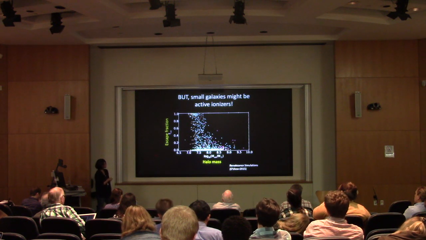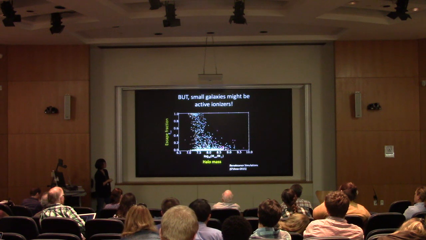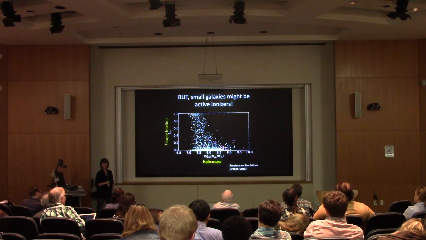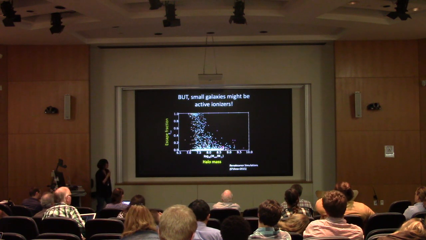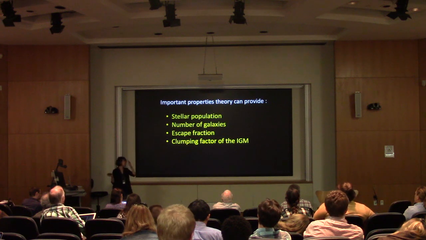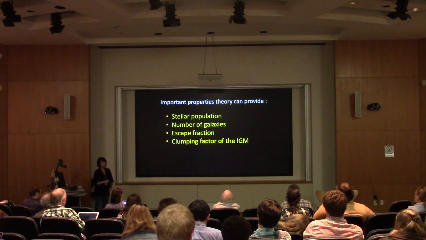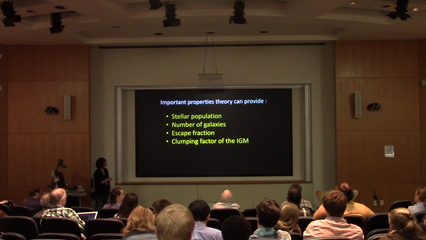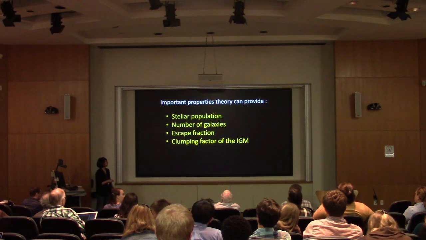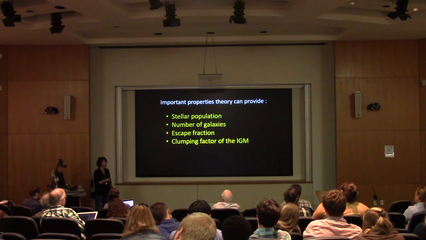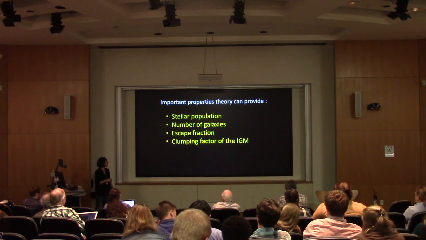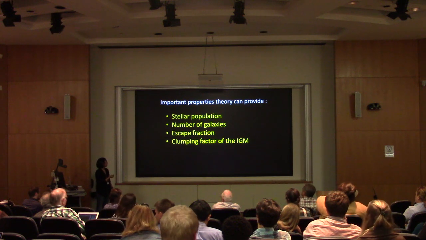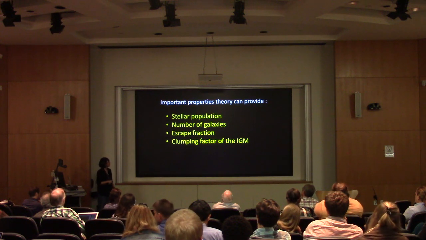This shows the escape fraction as a function of halo mass. For small galaxies, less than 10 to the 8 solar masses, all of the ionizing photons escaped from the halo. So we need to know many quantities: the stellar populations, whether they are primordial or metal enriched, and how much metal enrichment; how many galaxies there were at the time; what the escape fraction of the individual galaxy was; and what the condition of the IGM was. We need all this information, and theory can actually provide those quantities.